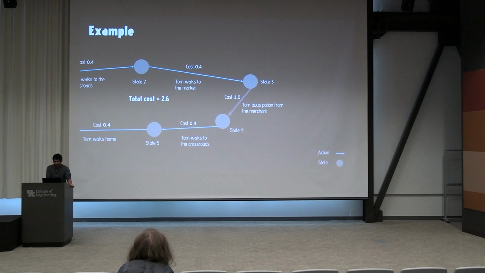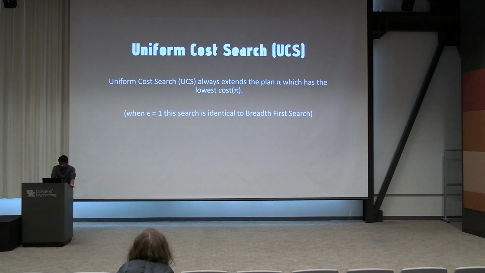Now let's look into the modified search algorithms that we used to make the search faster. The first search method is uniform cost search. Here, uniform cost search always extends the plan pi which has the lowest cost of the plan.